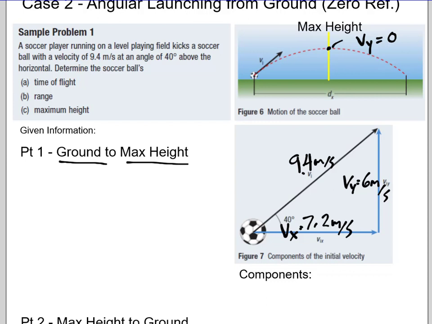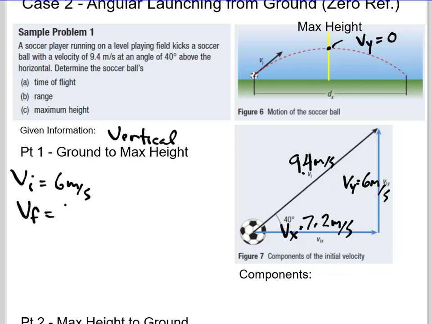So when we have part 1 going ground to max, here is what we can list. The initial velocity is 6 meters per second, and this is all vertical information. If you want to put in the subscript y, you're allowed to. I'm going to avoid it just because it gets a bit messy. We have a final velocity of 0 meters per second, and I like to add the statement that's at the top. We have an acceleration of negative 9.8 meters per second squared.